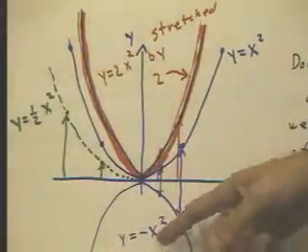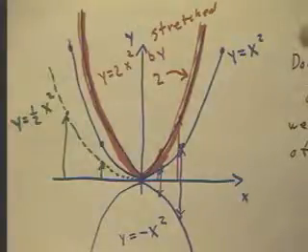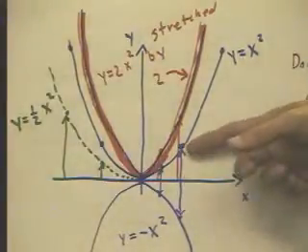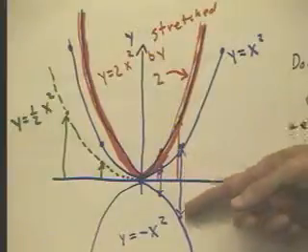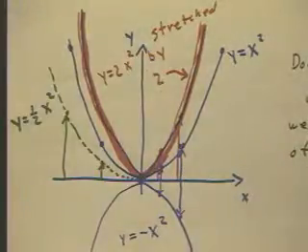If we did y equals negative x squared, then we would take each point, the distance of each point above the axis, and that would become a distance below because we're multiplying by a negative.